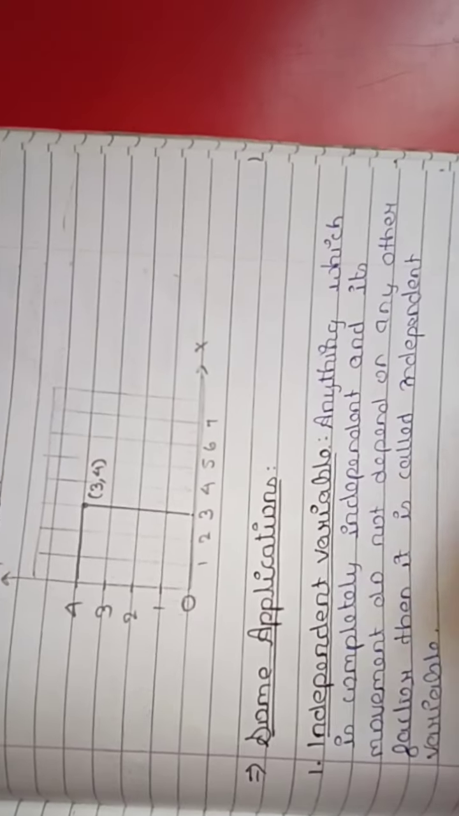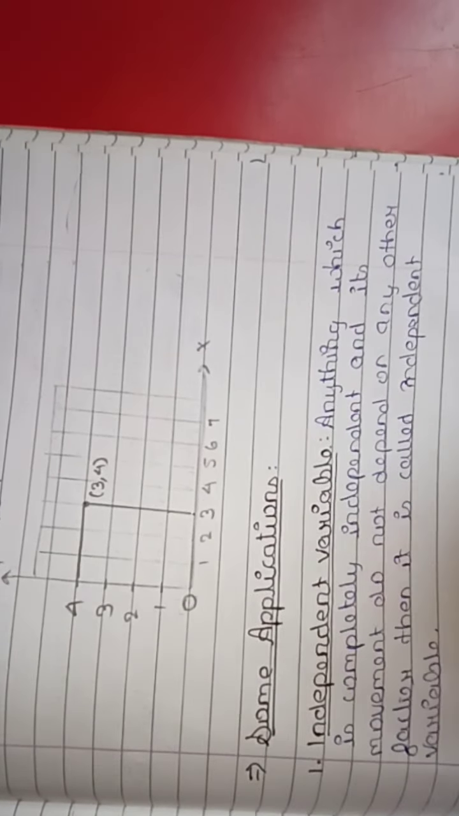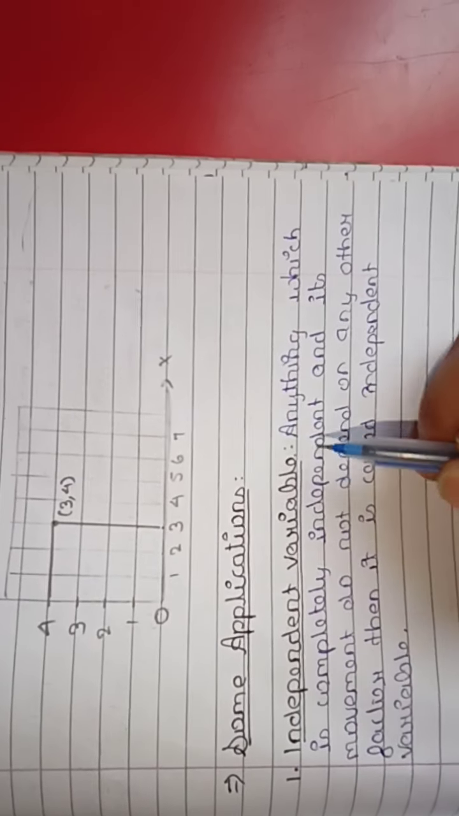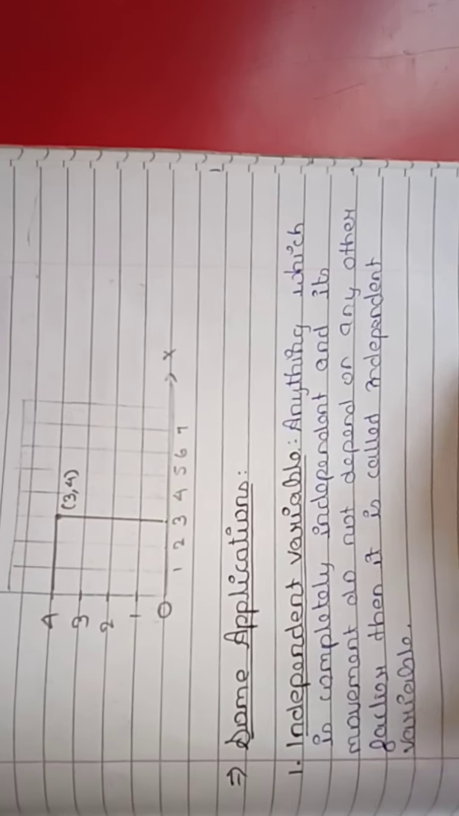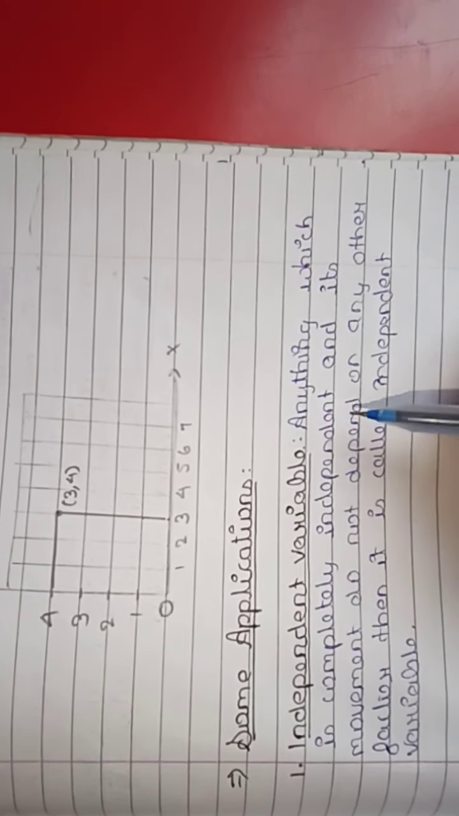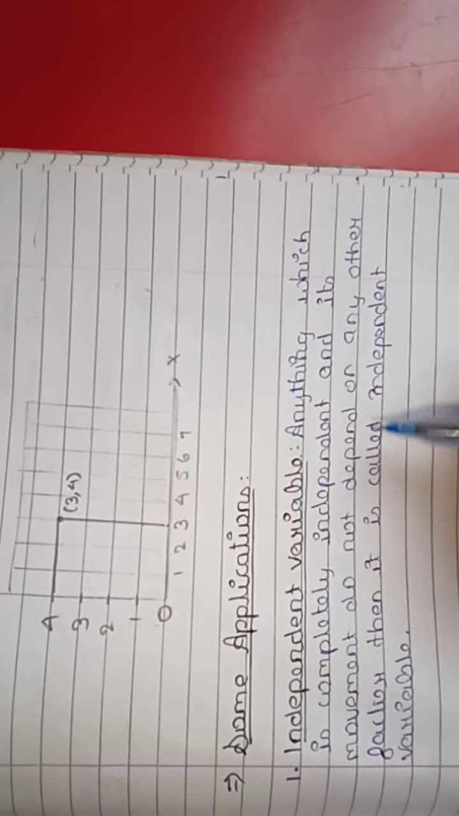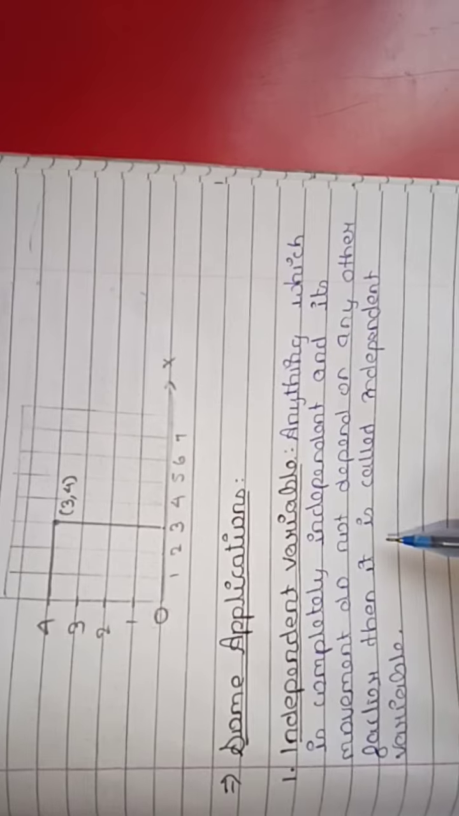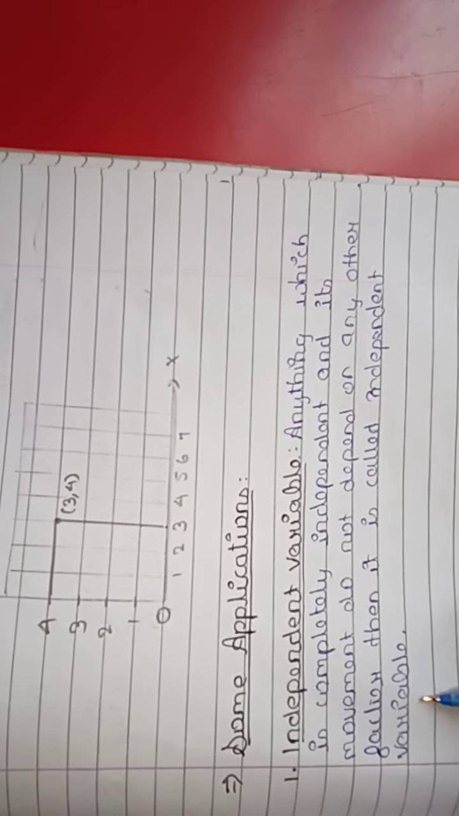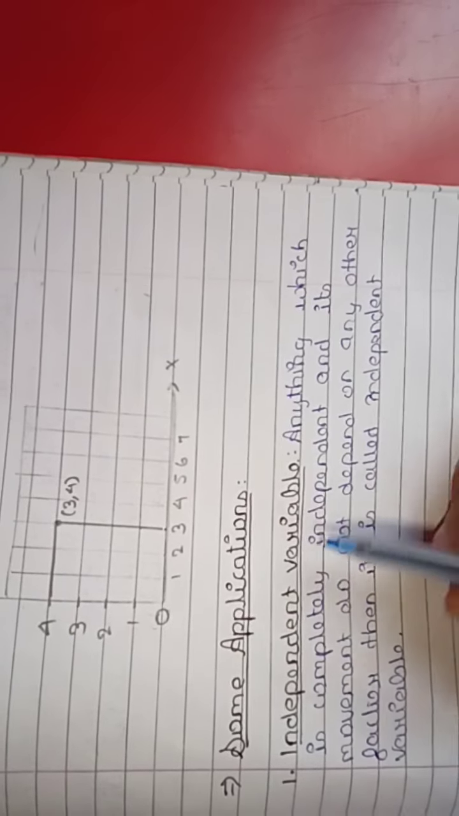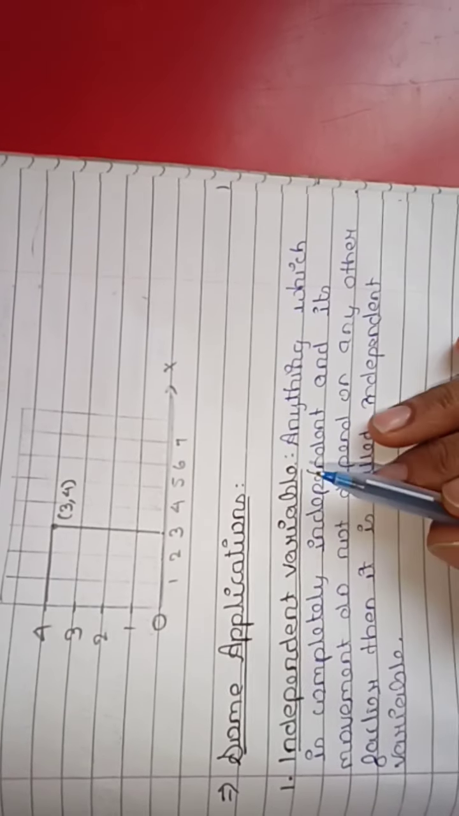Good morning, students. Now let's find out some applications of the graph. First is independent variable. What is independent variable? We will study that. Anything which is completely independent and its movement does not depend on any other factor is called an independent variable. As the name itself says, independent. It is not dependent on any factor.